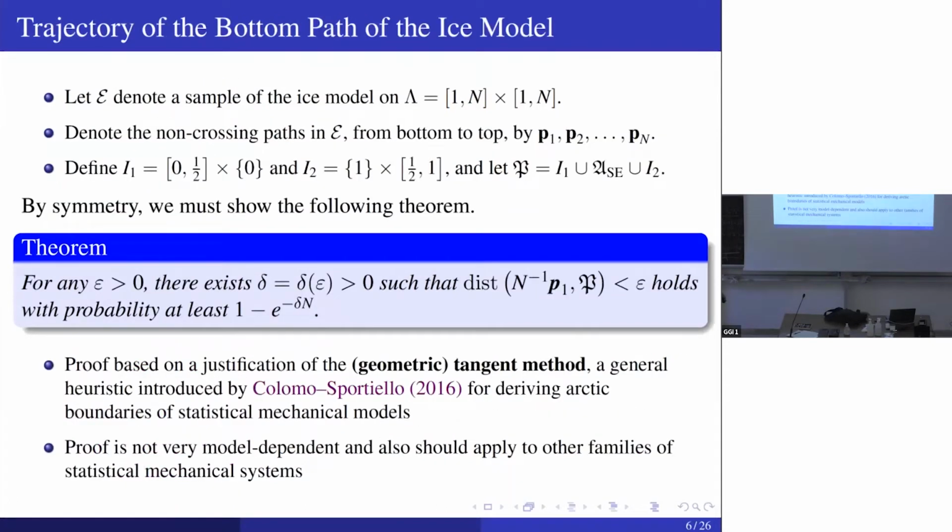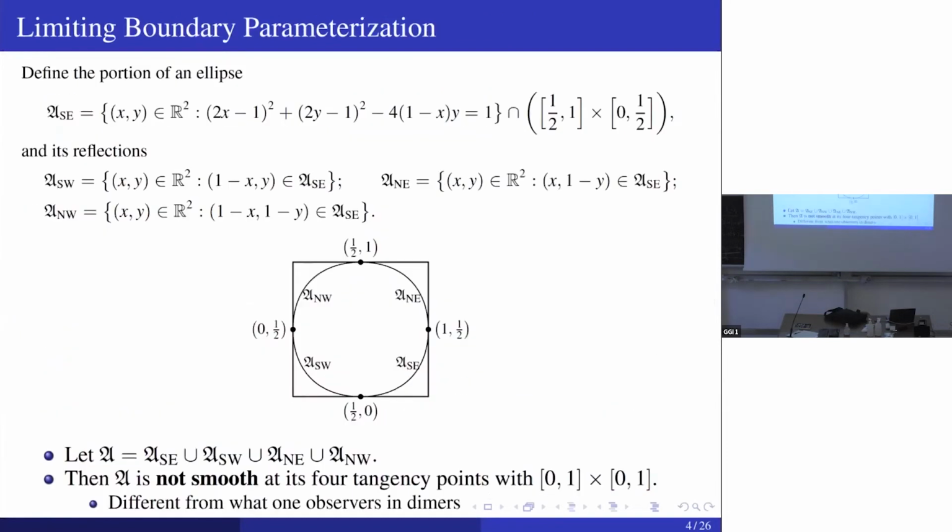Okay. So I can rephrase this. It will be convenient to rephrase this theorem in terms of the bottommost path. More specifically, I'll pick some Six-Vertex ensemble E that's sampled according to the model. I'll denote the non-crossing paths, this family of paths, by P1, P2, all the way to Pn. So the bottommost path is P1, the second bottommost path is P2, etc. Then I'll define this continuum trajectory, this P, as follows. I take the bottom side of the square and the left half of it. I follow A southeast, and then I go up after that.